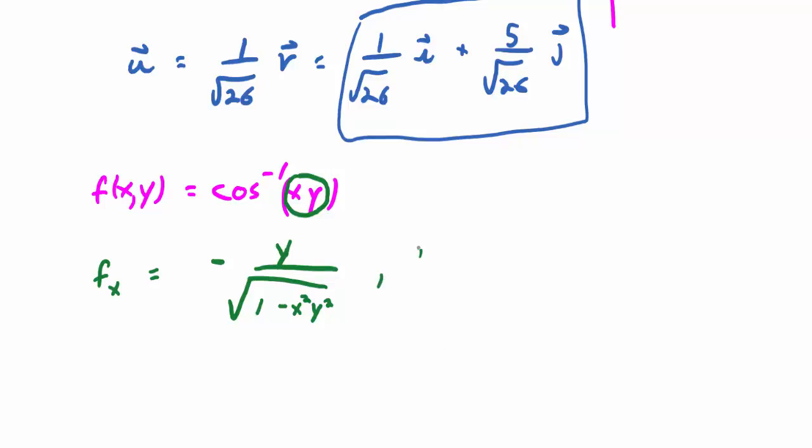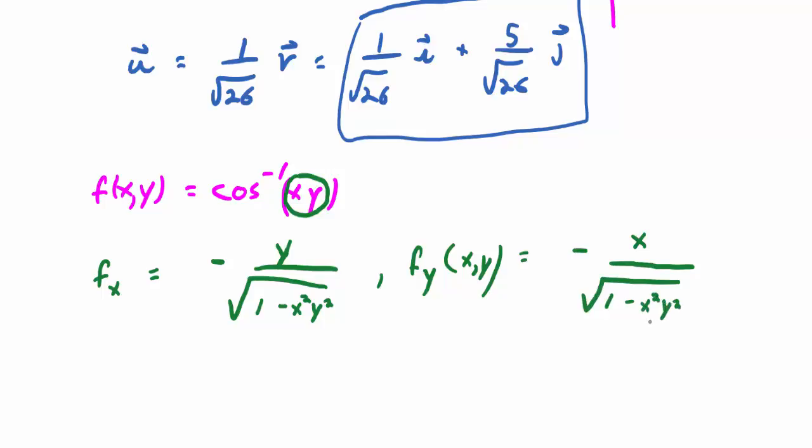Okay, what about f sub y? Really, when I say f sub y, I really mean that. I just get lazy about that. What would it be? It's with respect to y this time, so what's going to end up being on top? x divided by the square root of 1 minus x squared, y squared.